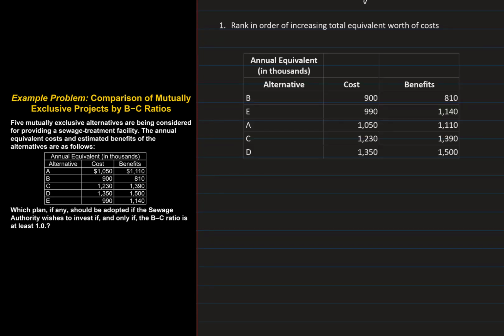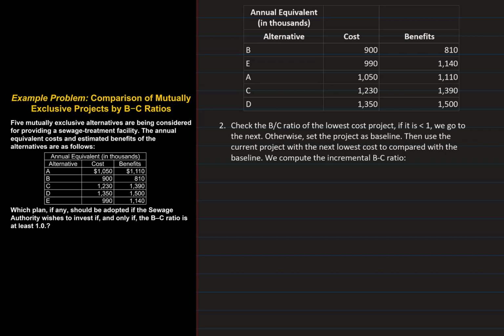Now let's apply the first procedure. We reorder all the projects and rank them in ascending cost order, so we have this table. You can compare this table with the table on the left-hand side. Now we apply our second procedure. We first check the project with the lowest cost, and here it's B, and we see that the benefit is obviously less than the cost. So the BC ratio for B is less than 1, and this cannot be set as the baseline, so we move to the next one.